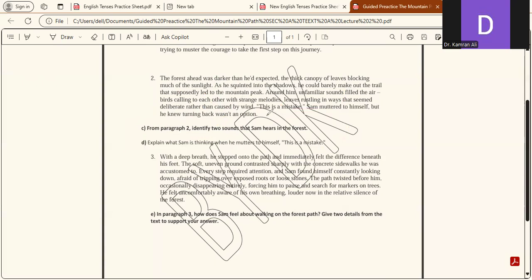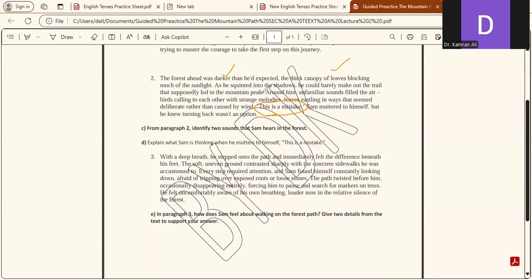Now here is the sentence, right? And when we are reading it, we see that he's not comfortable. The forest ahead was darker than he had expected. Thick canopy of leaves blocking much of the sunlight.